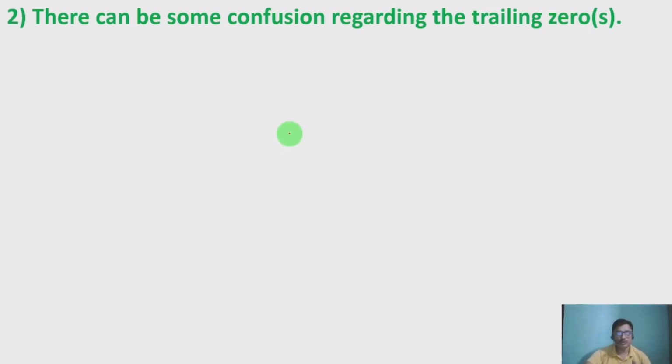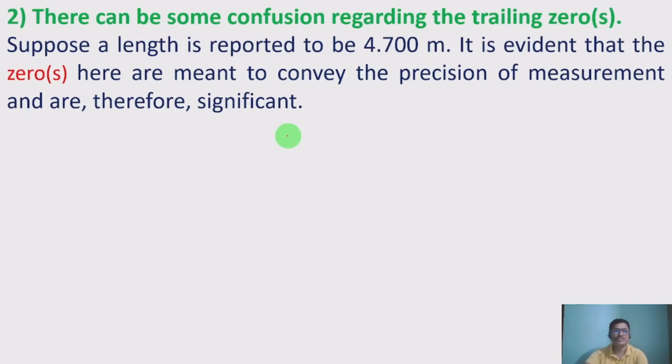These five rules are over, and therefore we are going to take some observations from this. The observations are: there can be some confusion regarding the trailing zeros. We take one example to see how the confusion arises and how that confusion can be eliminated or removed. Suppose a length is reported to be 4.700 meter.